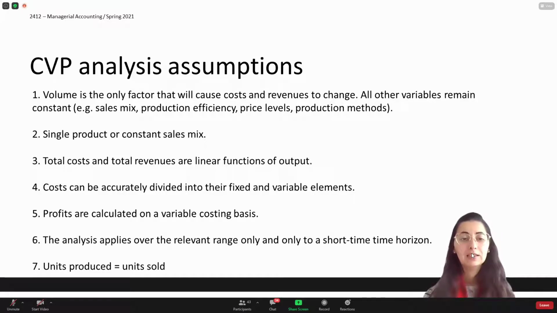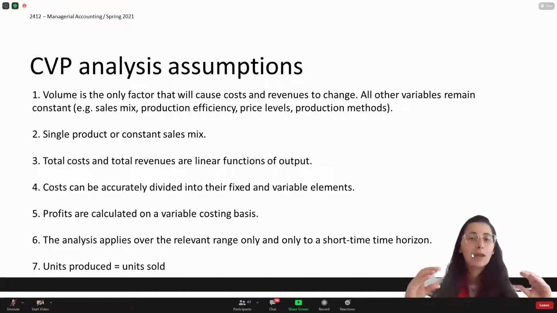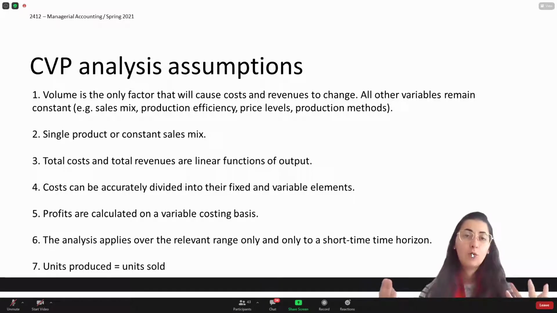Okay, so this is an important assumption. Next, we have that we have either a single product or a constant sales mix. You remember when we did the product mix, when calculating the break-even, we did the percentage, the 25% product X, 75% product Y. So we are assuming that this remains the same during the period of analysis.